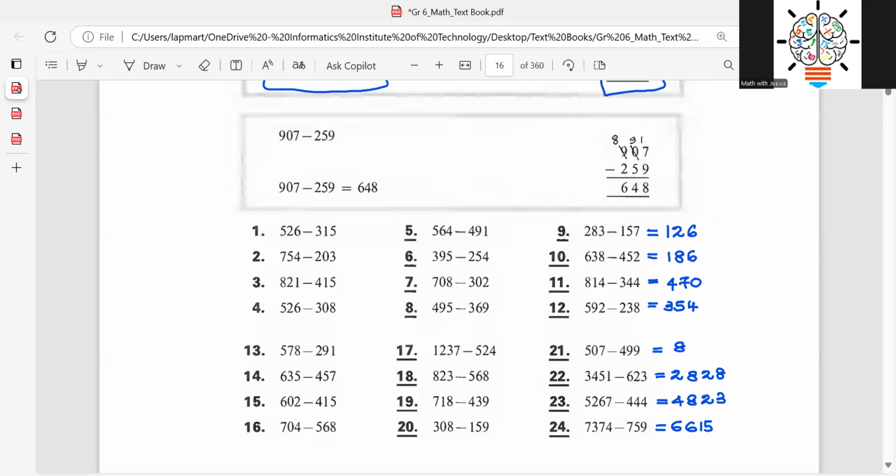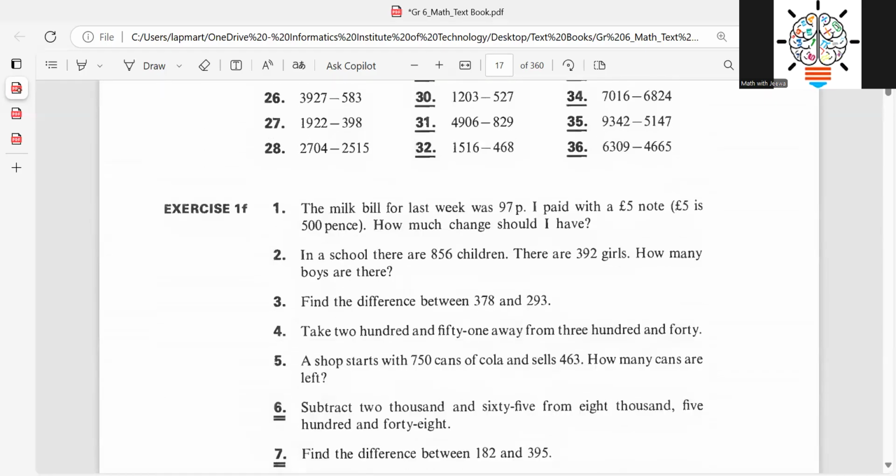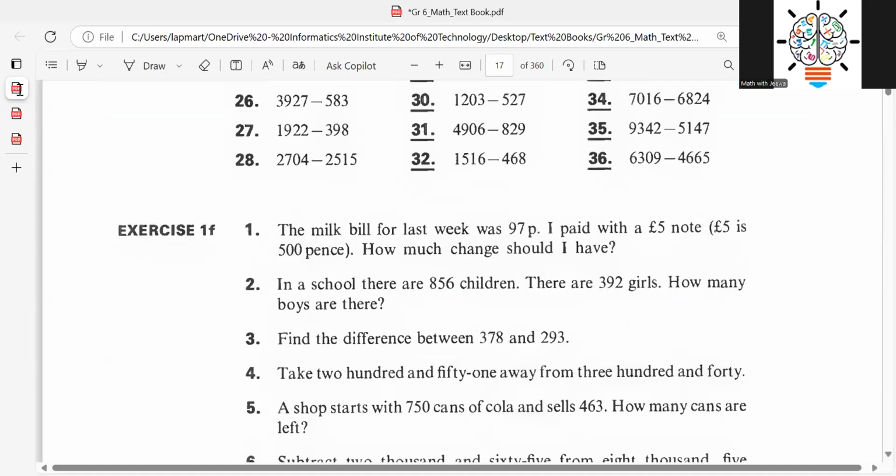Children, then we'll move to the next part of this subtraction, but with word problems. Now you just see that this is very similar to the addition. You read this: the milk bill for the last week was 97 pence. I paid with a £5 note. How much change should I have?